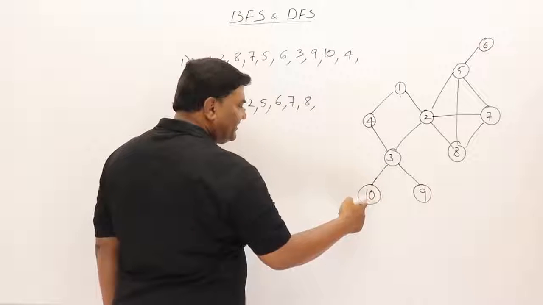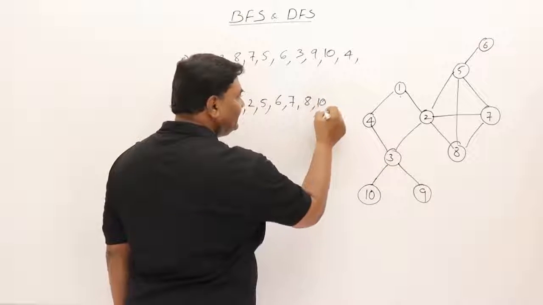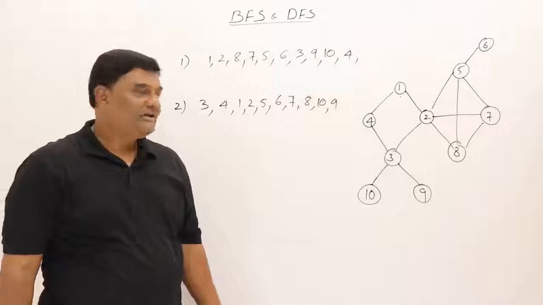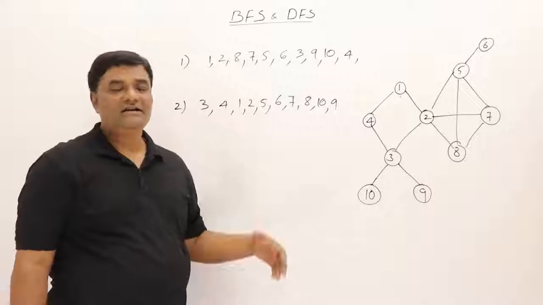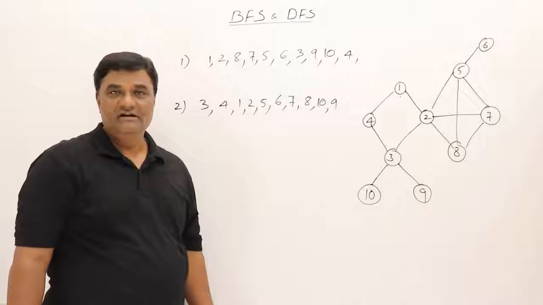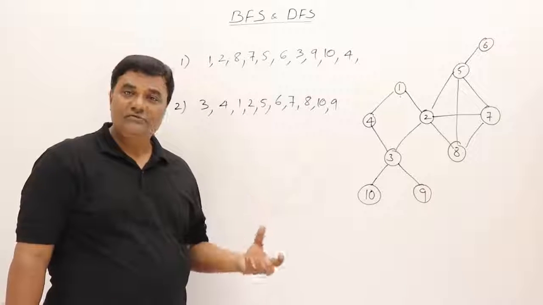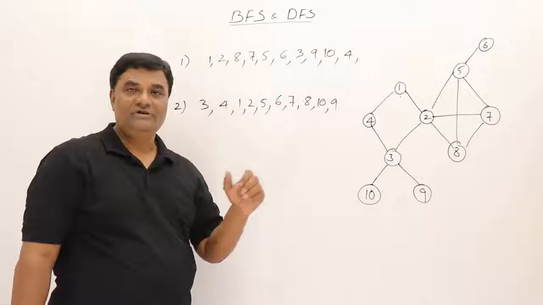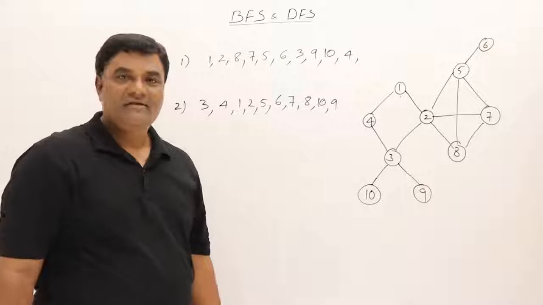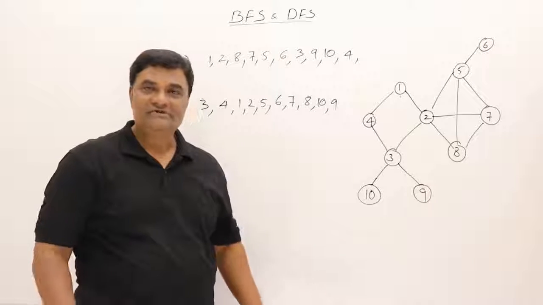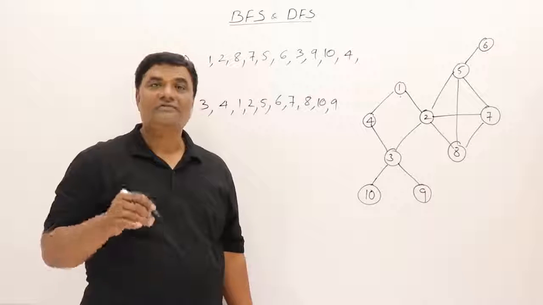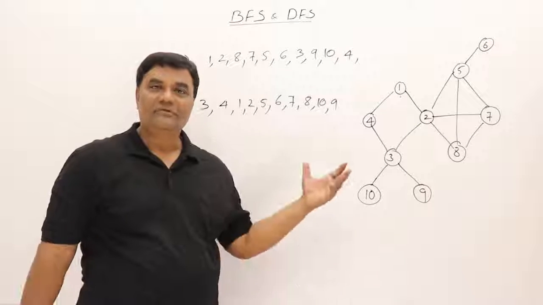So from 3 who is remaining? 10 and 9. So 10, then 9. This is also valid. So you can start from any vertex you like and you can visit any neighboring vertex. But the only thing is, once you have visited a new vertex, suspend the exploration of the current vertex and start exploring the new vertex. That's all about depth first search and breadth first search. And the time complexity of both these methods is order of n, where n is the number of vertices.